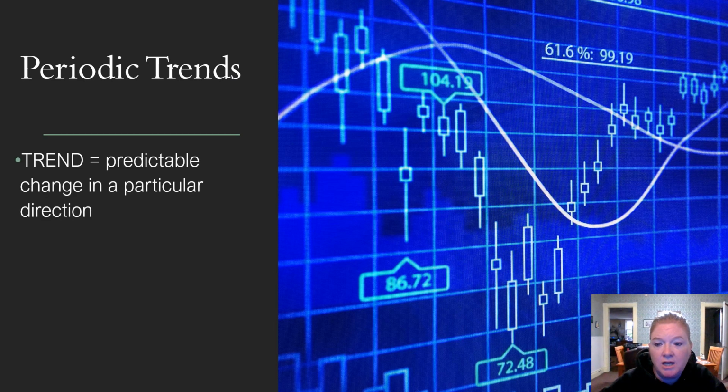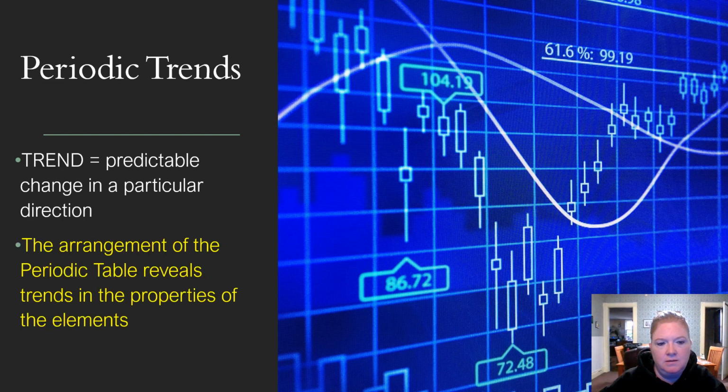So, periodic trends. Well, a trend, you should know, is a predictable change in a particular direction. So tends to increase, tends to decrease, tends to stay the same, a trend. And the arrangement of the periodic table reveals trends in the properties of these elements. And we're going to talk about a few of these trends.